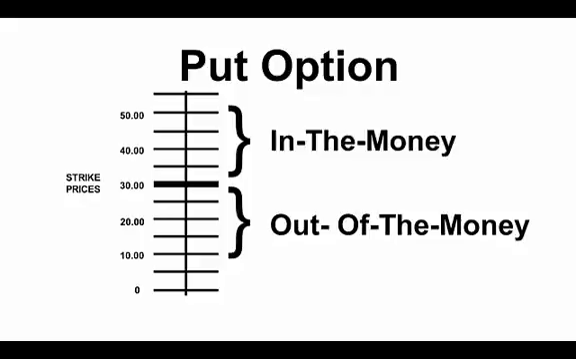In the money means there's real value. If the stock is at 30 and I own a $50 put option, there is $20 of real value, and it's considered in the money. There's a value to that option. If the current price of the stock's at 30, anything above 30, those put options are considered in the money.